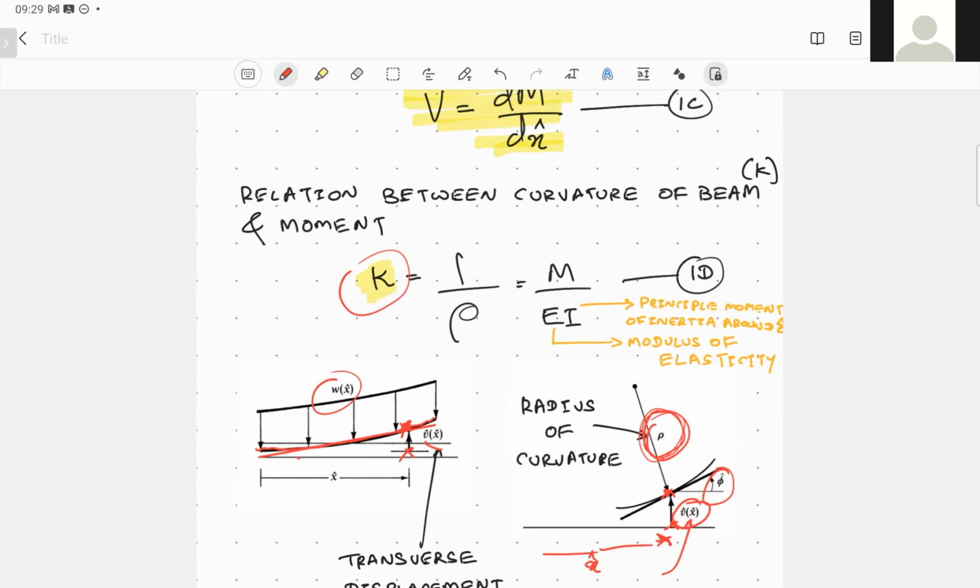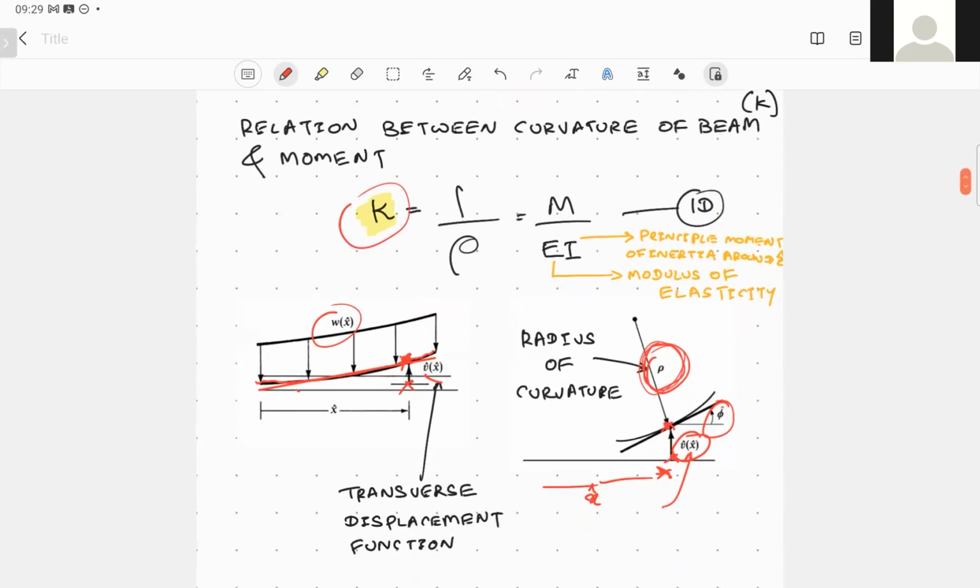This is the definition which I have directly used here: the inverse of the radius of curvature is equal to M divided by EI, where M is the bending moment, E is the modulus of elasticity of the beam, and I is the principal moment of inertia around the z axis, which is the direction perpendicular to the plane defined by x hat and y hat.